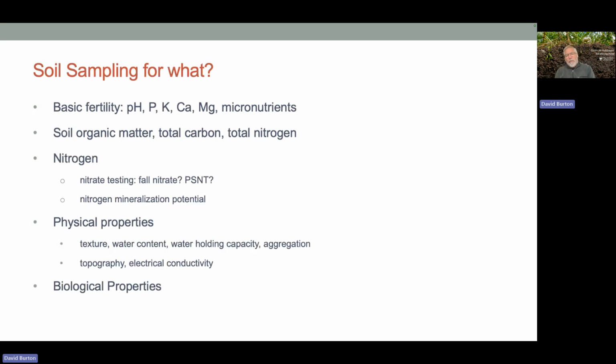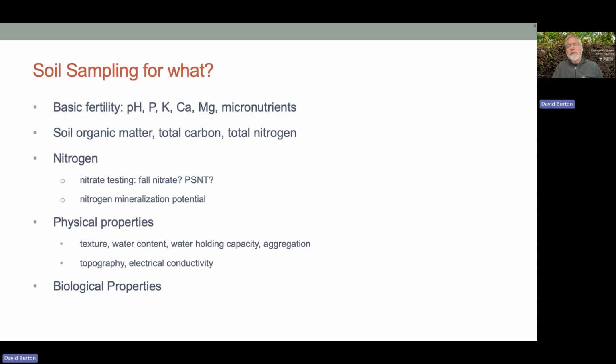So what are we sampling for? Well, traditionally we've done soil sampling for basic fertility. Measuring the soil pH, lime requirement, phosphorus, potassium, magnesium contents, micronutrient content, cation exchange capacity. More often now we're doing an expanded concept of soil analysis where we may include total organic carbon or organic matter content, total nitrogen content.